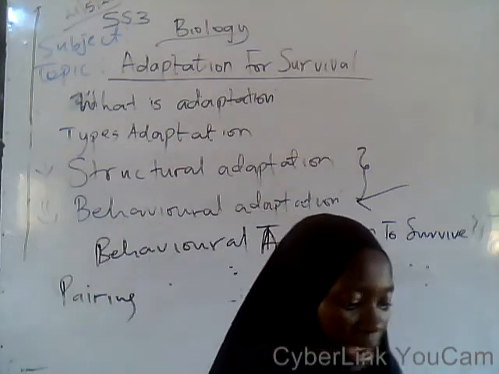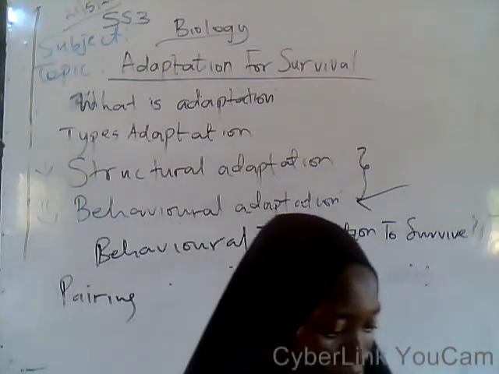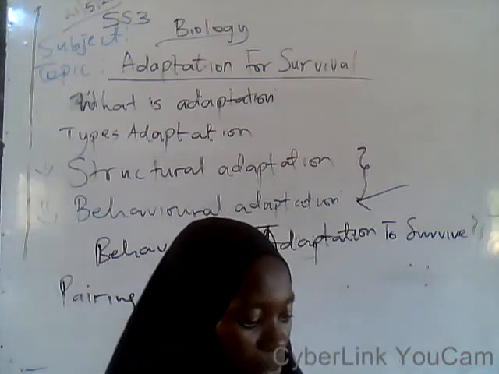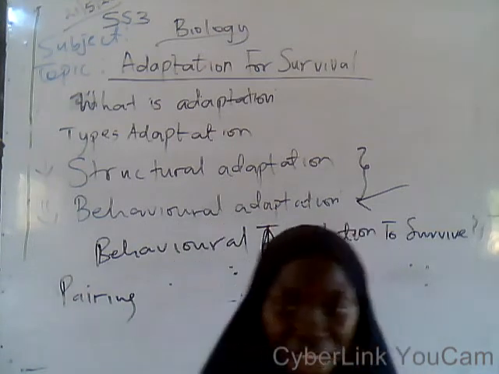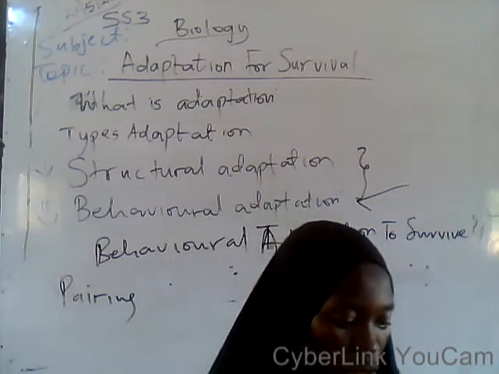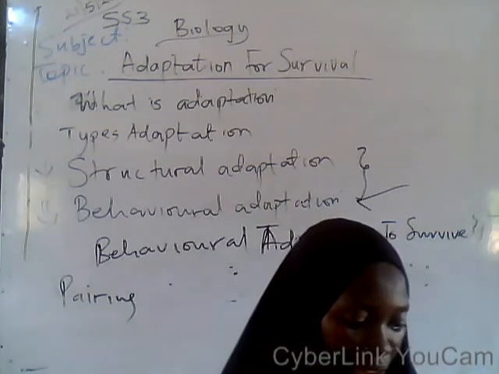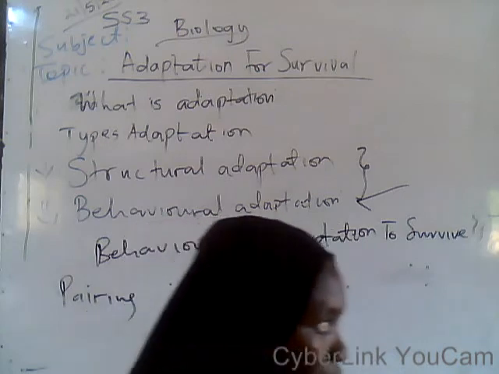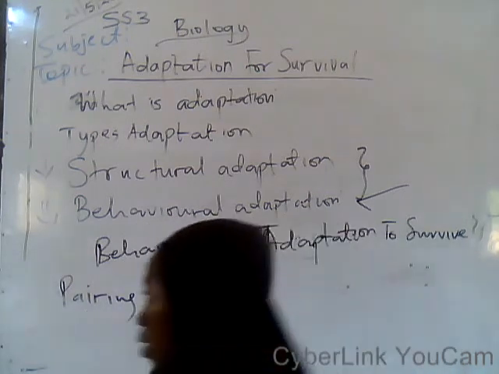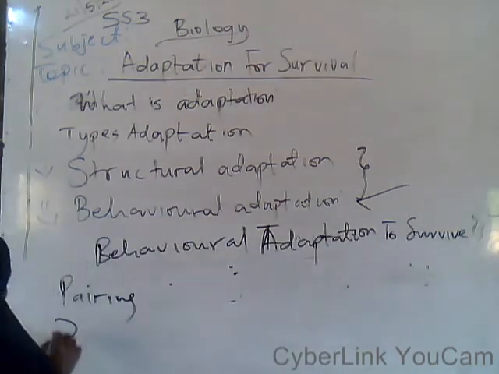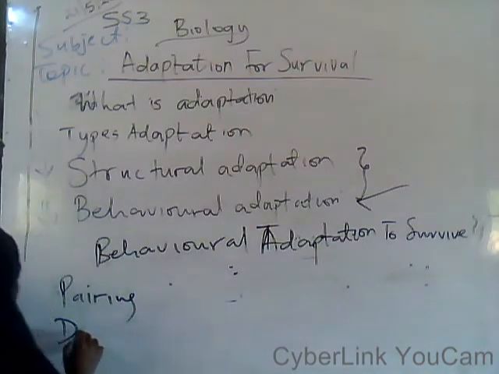It's known as pairing. It occurs when two mature male and female animals leave their habitat and go to a separate place where they will breed or where they will mate. That is known as pairing. Another example or another form of courtship behavior is display.